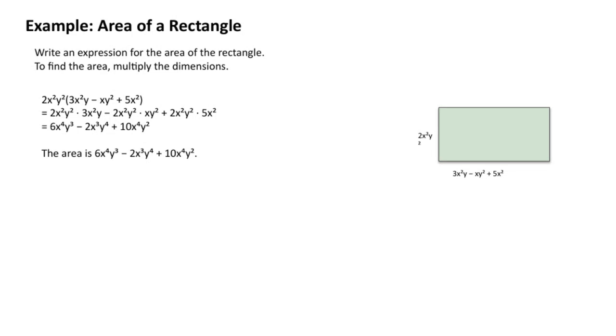Now let's look at how we find the area of this rectangle. We've already calculated the expression for the total area, which is 6x⁴y³ minus 2x³y⁴ plus 10x⁴y². To write an expression for the area, we need to think about multiplying the dimensions of the rectangle. Remember, the area of a rectangle is found by multiplying its length by its width. So, in algebraic terms, we're essentially multiplying two expressions that represent those dimensions.